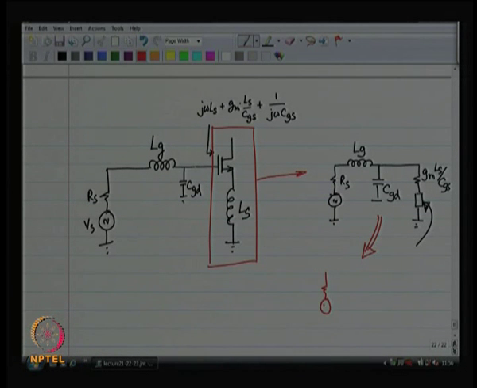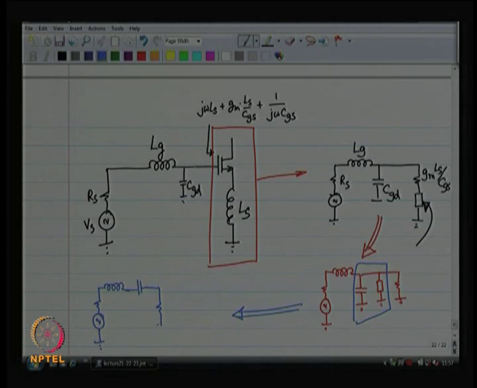transform to this. You have done the series to parallel transformation. Then once more, you are going to lump all of these together. And then again you are going to do a parallel to series transformation, right. And finally, what you are going to get will look something like this.